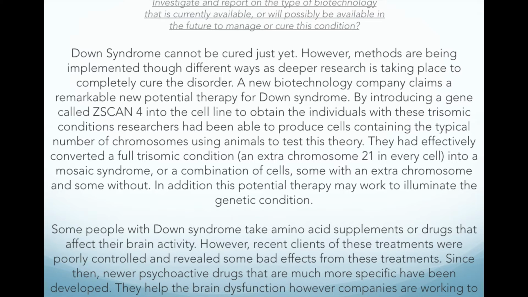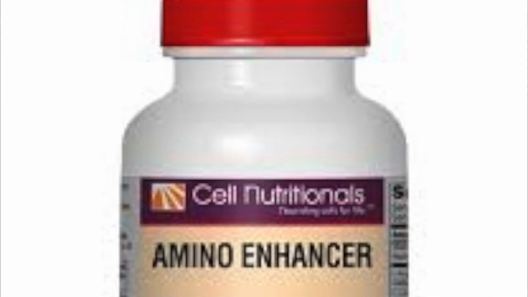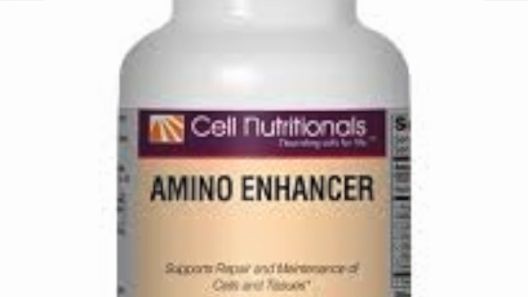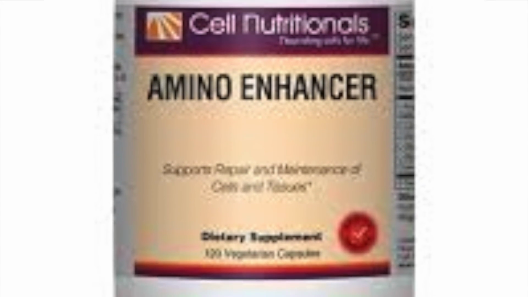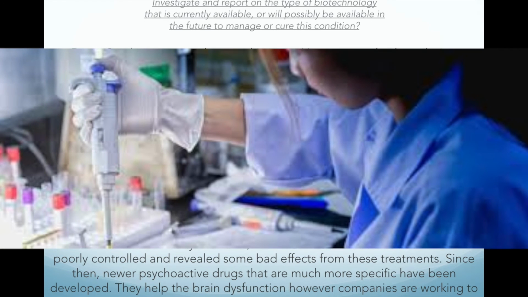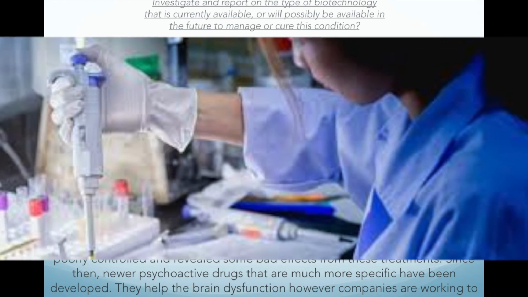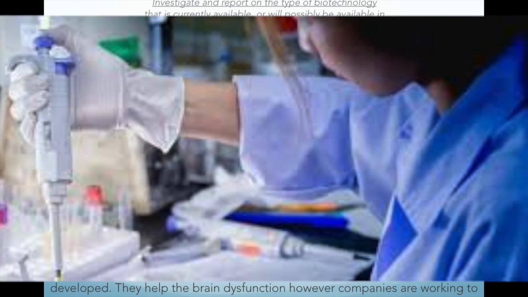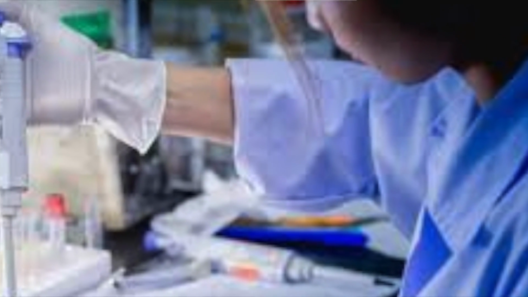Some people with Down syndrome take amino acid supplements or drugs that affect their brain activity. However, recent trials of these treatments were poorly controlled and revealed some bad effects. Since then, newer psychoactive drugs that are much more specific have been developed. They help the brain dysfunction. However, companies are working to find a new drug that completely cures the brain dysfunctions.